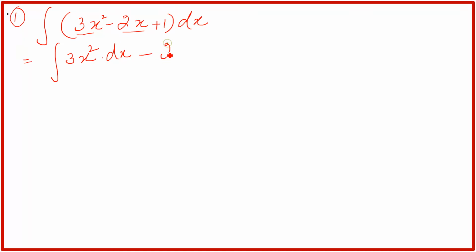Same thing for 2x, and then positive 1 dx. What I did in this step, in the first step, you have to do the integration of each and every term individually, right? So integral 3x square dx, then negative 2x dx plus 1 dx.